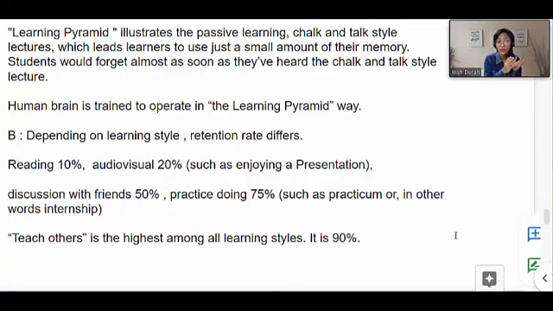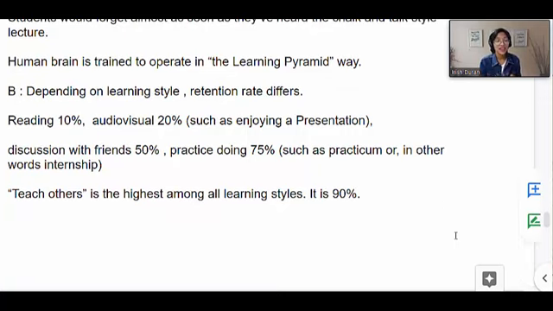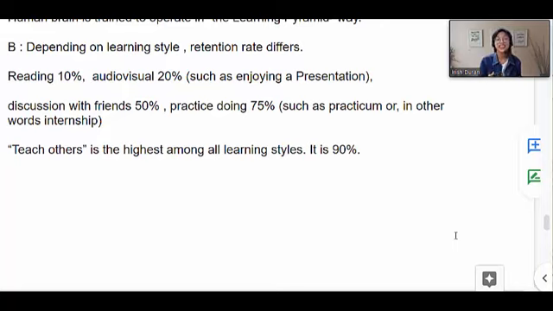Reading is 10%, audiovisual 20%, such as enjoying a presentation, discussion with friends 50%, practice by doing 75%, such as practicum or, in other words, internship. Teaching others is the highest among all learning styles. It is 90%.